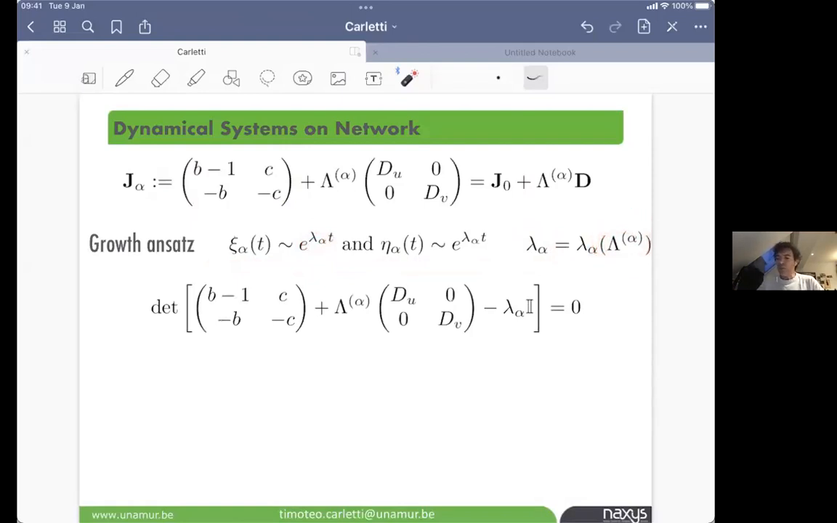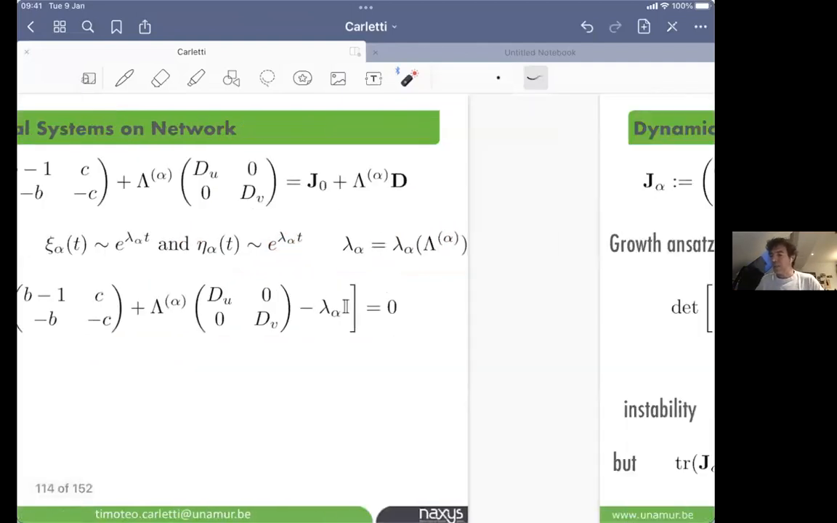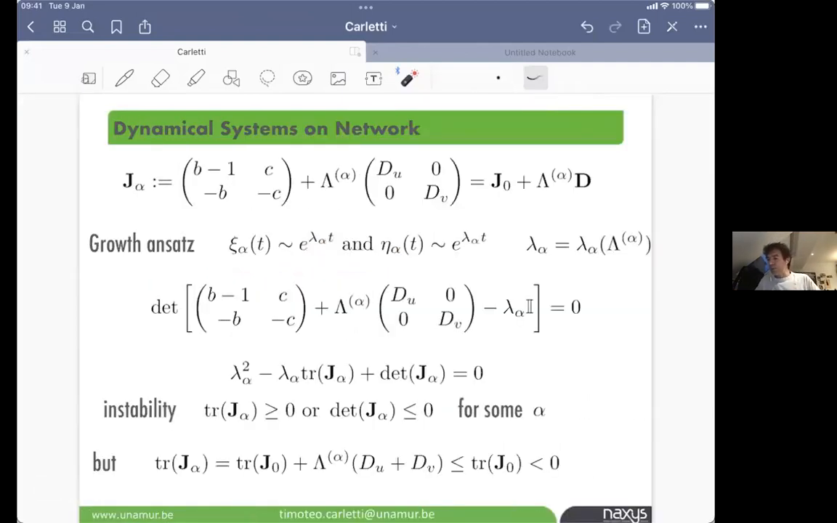Okay, so you have to solve this equation, but you realize that it is nothing but the same equation as before. So you have lambda squared minus lambda times the trace of this extended Jacobian plus the determinant of the extended Jacobian. And so instability now means that either the trace is positive or 0, or the determinant is negative or 0, for some alpha. Remember, stability is trace negative, determinant positive. Because you want instability, at least one of these should be verified for some alpha.